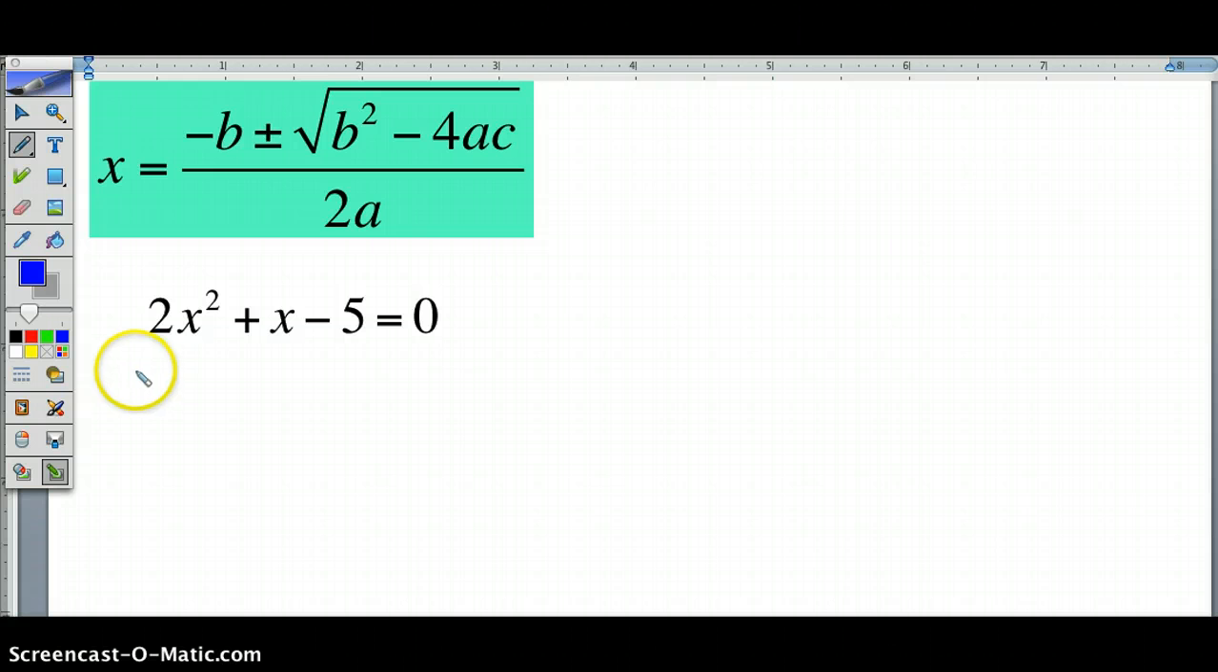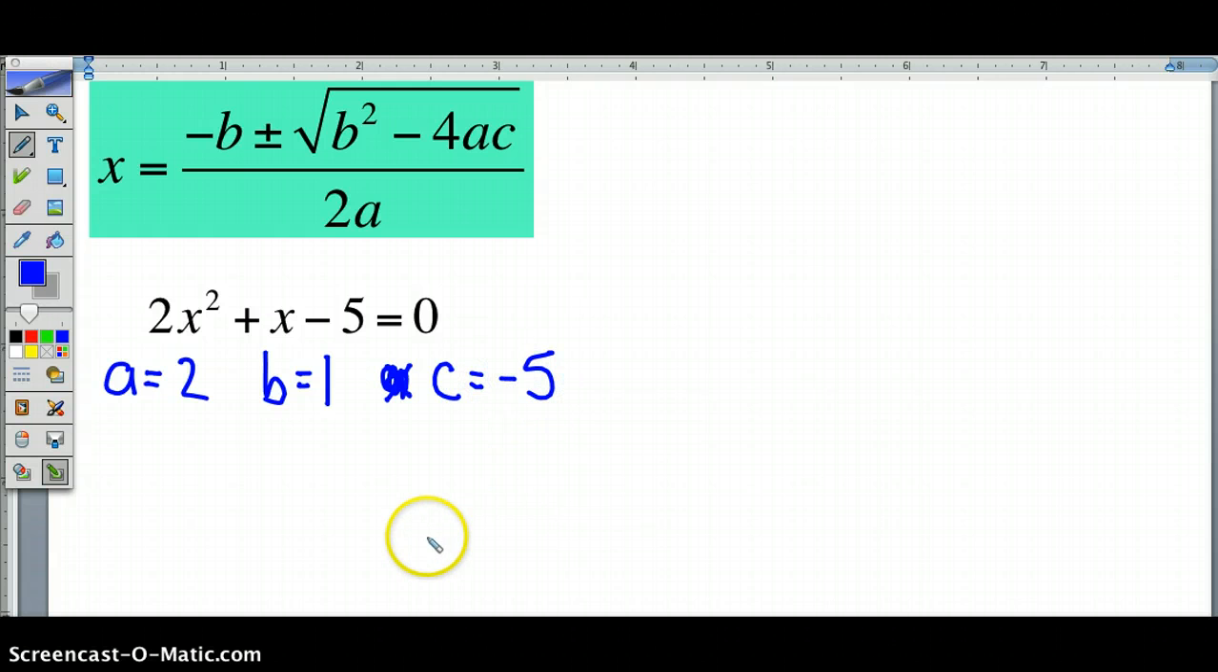So this is number 13 from your book, 2x squared plus x minus 5 equals 0. And because it's equal to 0, we're immediately ready to plug things into the equation. So on this problem, our a value is 2, our b is the number with x, which there's not a number there, so it's just 1, and then our c value is negative 5. So that's the numbers we're going to be plugging in to the formula.